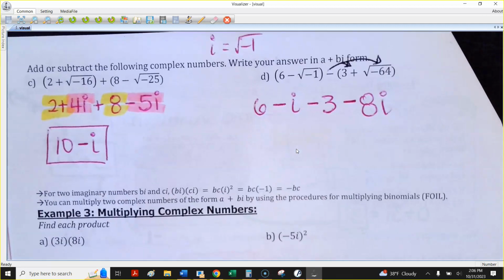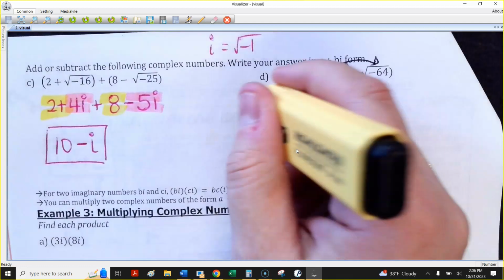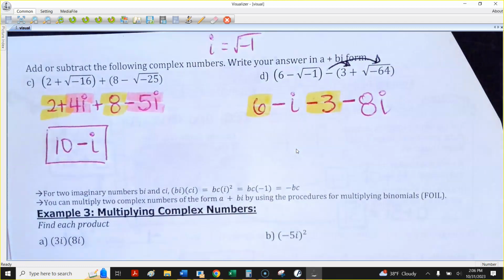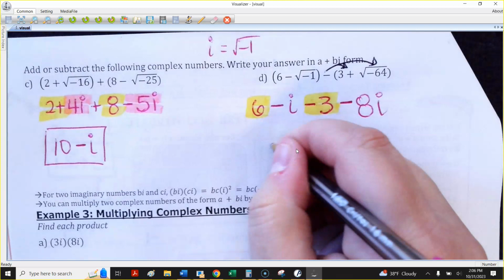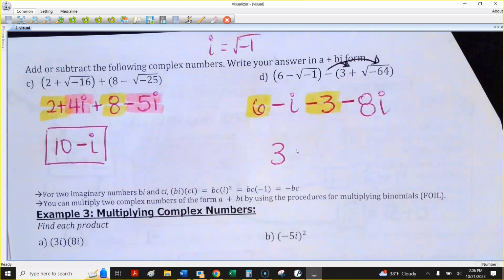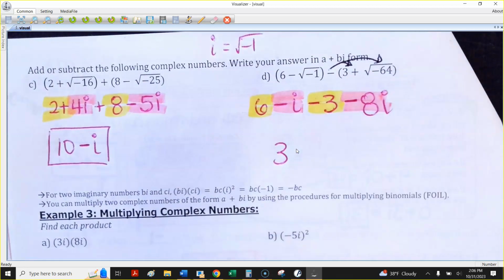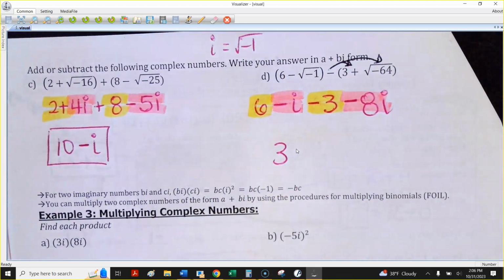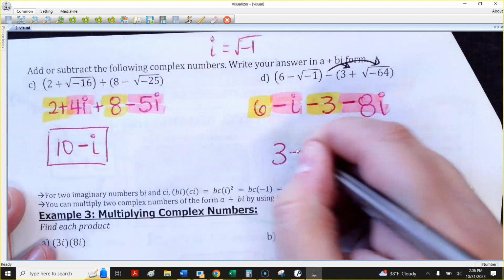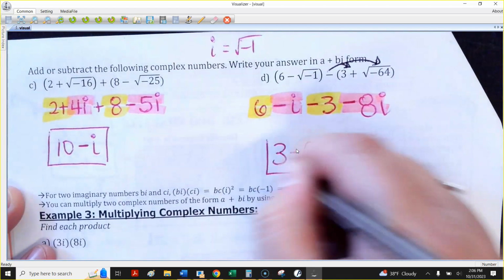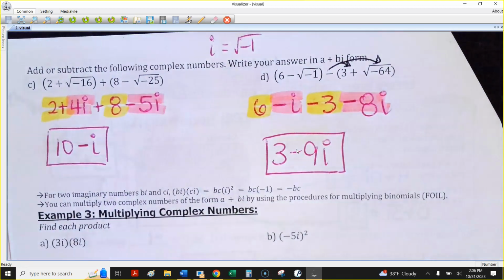So the real numbers get added together. So I've got a 6 and a -3. So that would just give me 3. And then the imaginary parts get added together. In this case, I've got negative i and negative 8i. How many i's would that be? Negative 9, exactly. And that's it. Is anybody having a question about adding or subtracting?